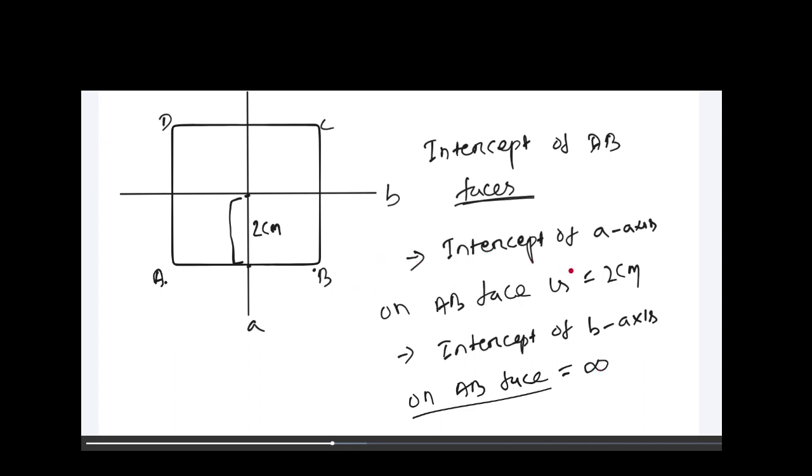So the intercept of the A axis is 2 centimeters, the intercept of the B axis is infinity. So the intercept of the AB face will be written as a sequence of A and B. So it will be 2 infinity. Understood?